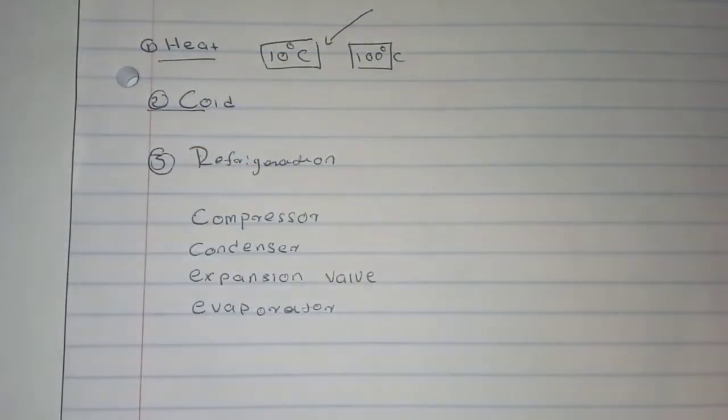And then we have number 2, which is cold. Cold is a relative term we use referring to the lack of heat in an object. If there is a lack of heat in an object, we say that object is cold. It's in a state of cold, or you can say it's just cold.